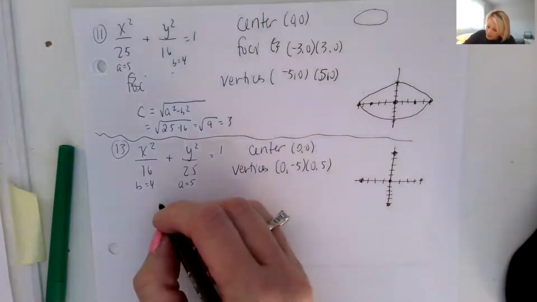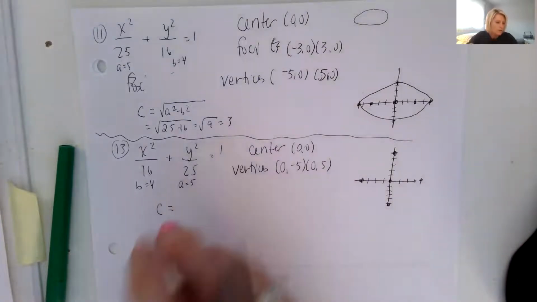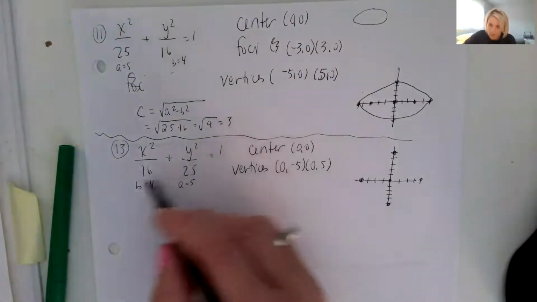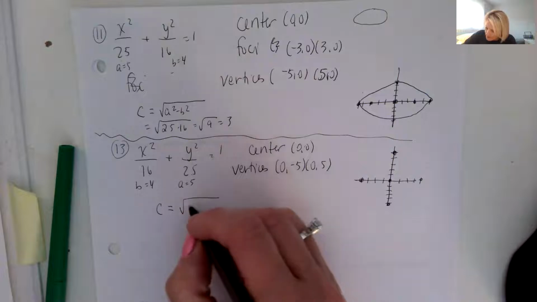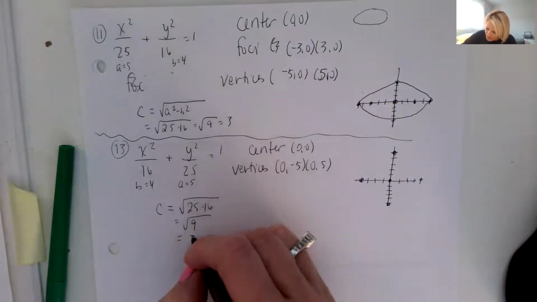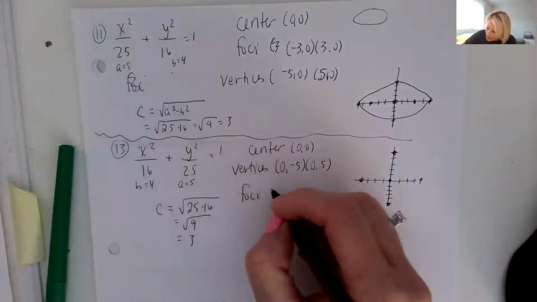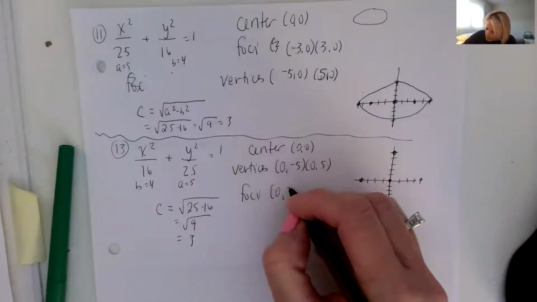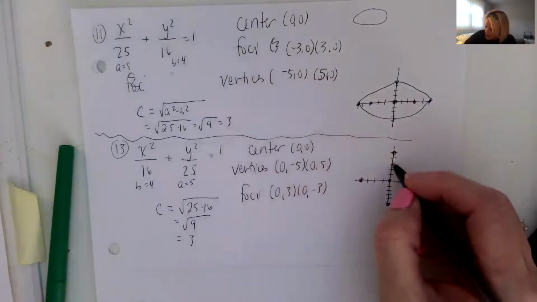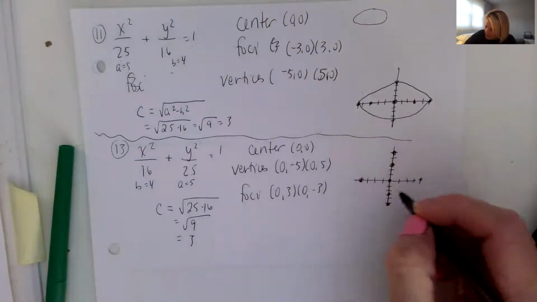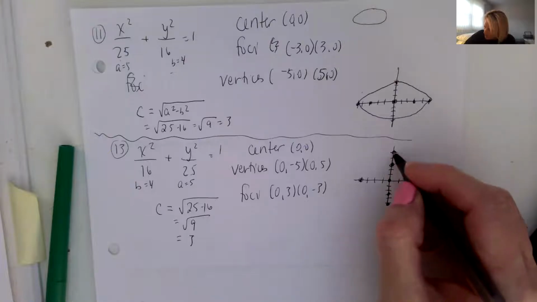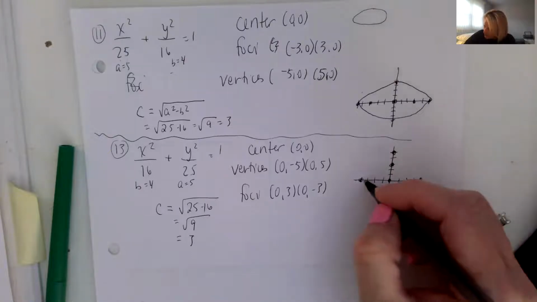And our foci this time is, again, using C, and C is similar because it's 25 minus 16. So the square root of 9 is 3. So that hasn't changed, except it looks like this. It's 0 and 3 and 0 and -3. Because it's always on the major axis, the foci. And this really should have been in shorter.